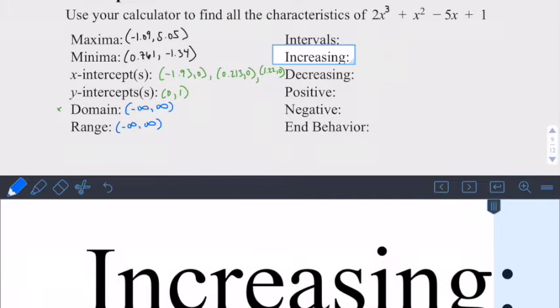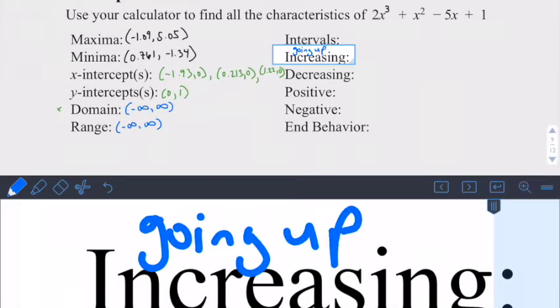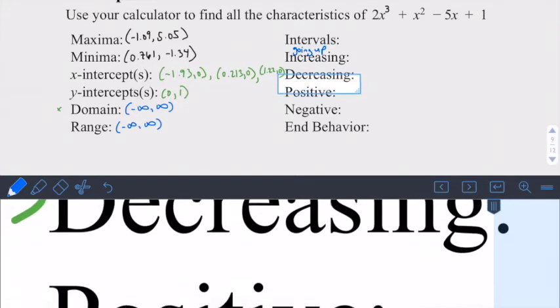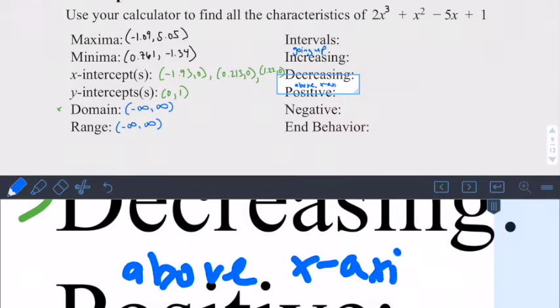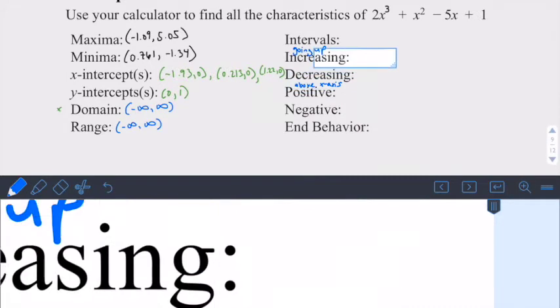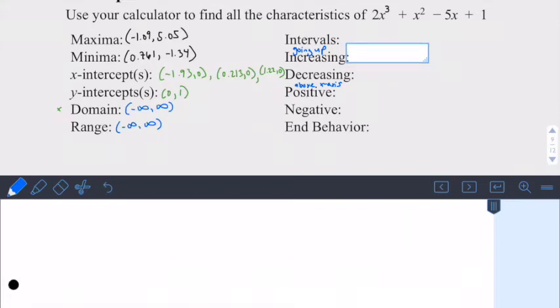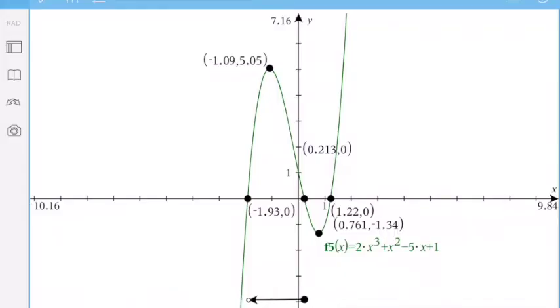Then we want to do increasing intervals, so this means going up. Okay, not to be confused with positive, which is above the x-axis. We still are confusing those. So where is it going up from? Well, you can see that it starts off by going up, so from negative infinity, and it stops going up here on our x-axis at negative 1.09.